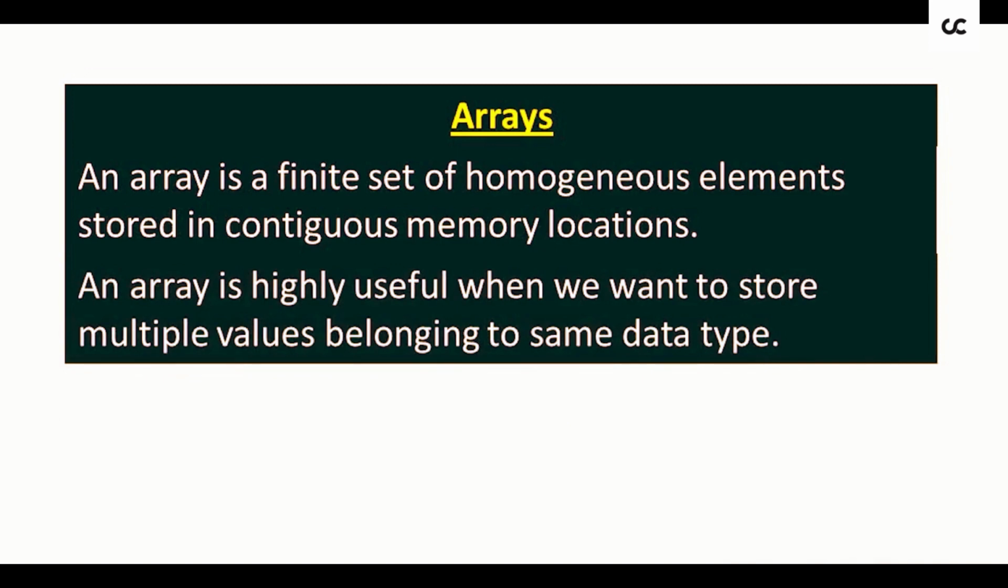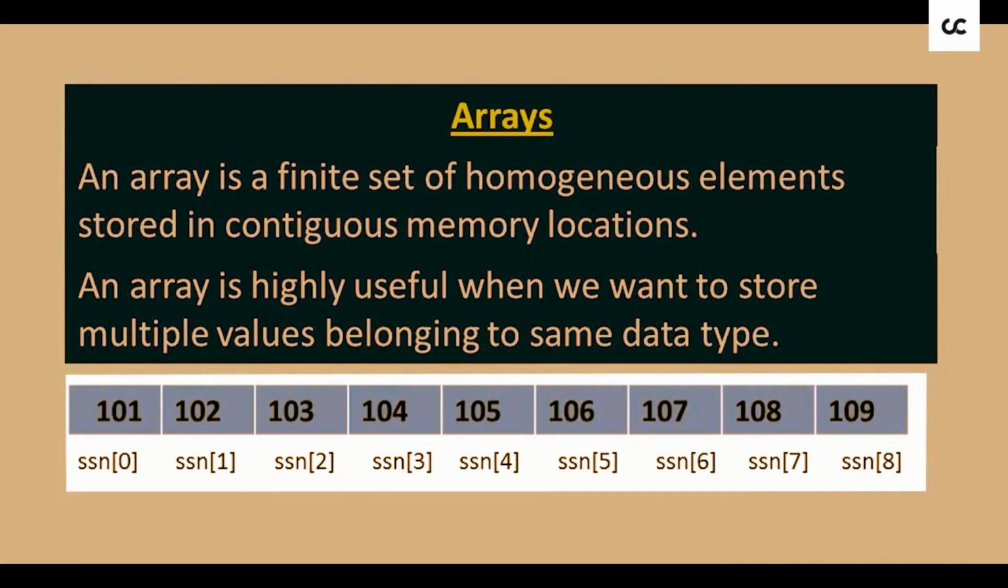An array is highly useful when we want to store multiple values belonging to the same data type. For example, suppose I want to store social security numbers of 9 employees. So you can see this is an array. The first element is SSN, and within square brackets I am writing 0. And the value for this first element SSN0 is 101. The value for the second element is 102. And which is the second element? SSN1. 1 is written within the square brackets.